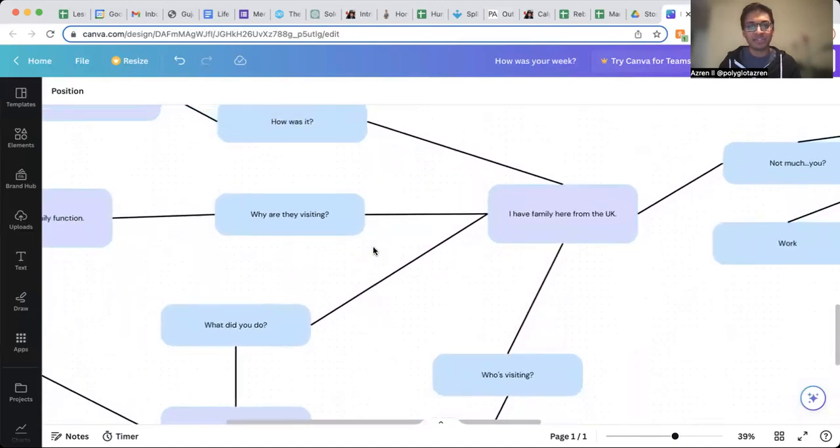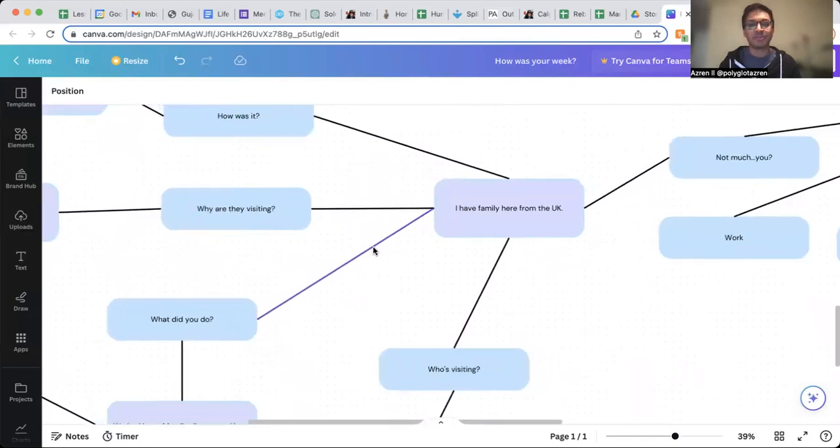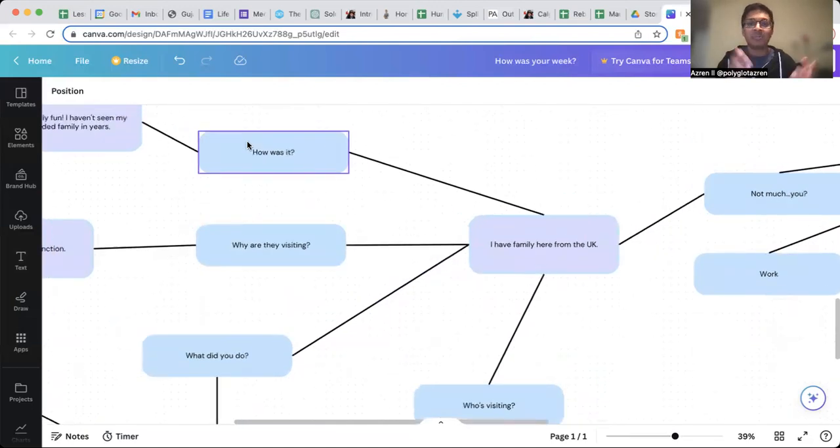And again, we can use conversational probability to figure out where this goes. If I said I have family here from the UK, they might say, who's visiting? Oh, who's here? They might say, oh, what'd you do with your family? What did you guys do? They're probably going to ask, why are they visiting? That's a very probable question. They might say some variation of, how was it? How's your time with your family? You know this is probably coming. You know they're going to ask that. So then you can prepare some very simple answers.